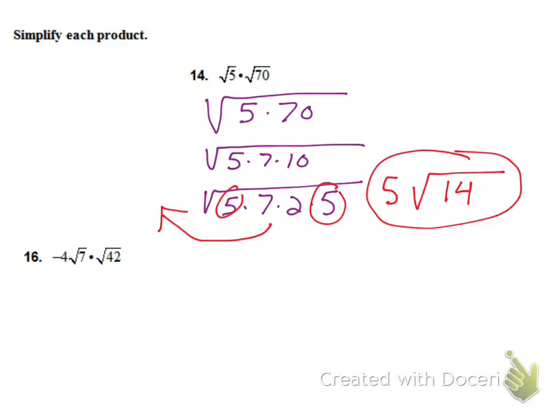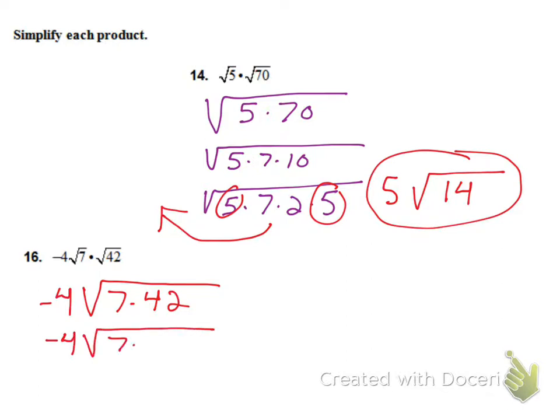We're going to do the same thing here. So we're going to have a negative 4 on the outside, and then what's in the radical on the inside is 7 times 42. I can't break down 7, but I can break down 42. So negative 4 on the outside, radical 7 times, and then I don't really know what 42 is, but I'm going to do 42 divided by 2, because I know it's an even number. So that's going to be 2 times 21. And then I can break down 21. I know that that's just 3 times 7, right?